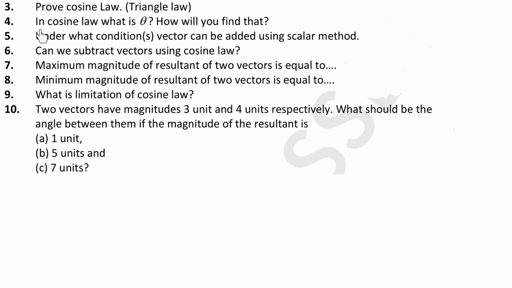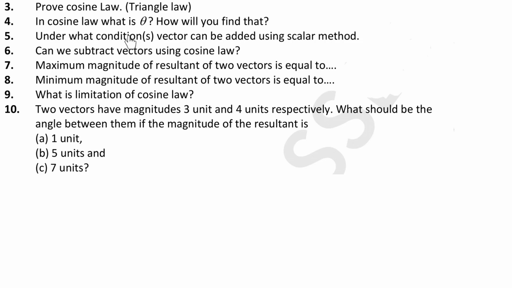Question 3, prove the cosine law. You know how to do that. In the cosine law, what is theta? Theta is the angle between two vectors. How will you find that? Head or tail? What should coincide? Either the tails of both vectors or the heads of both vectors should coincide. So we need to be a bit careful in finding out this angle.